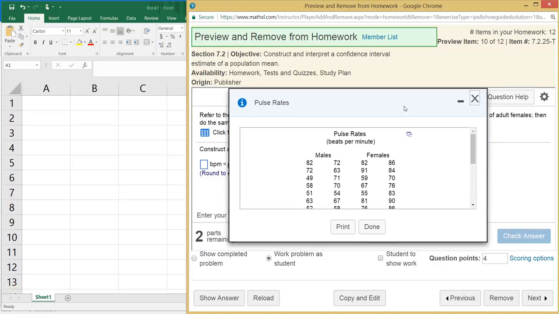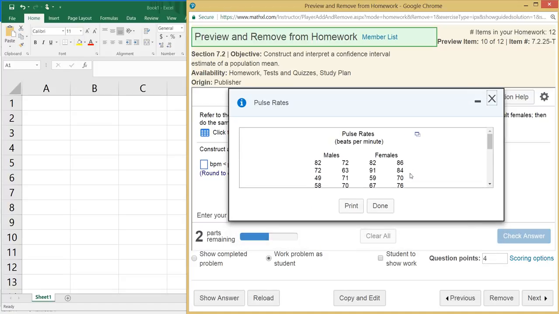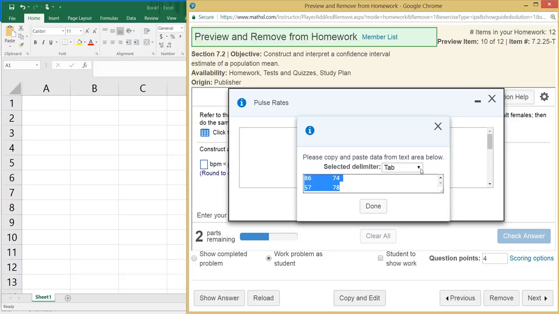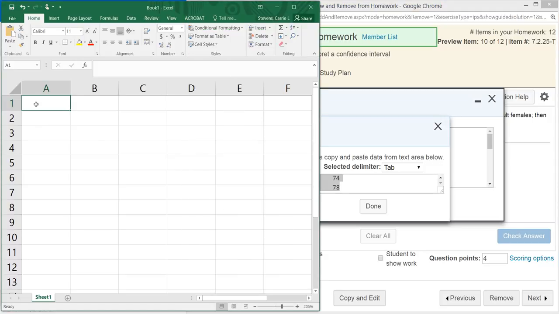So when you have problems in section 7.2, which have raw data instead of summary statistics, you can either open it straight into Excel, or you can copy it to a clipboard and put it into an already open Excel spreadsheet, which is what I'm going to do. Right click and copy, paste.